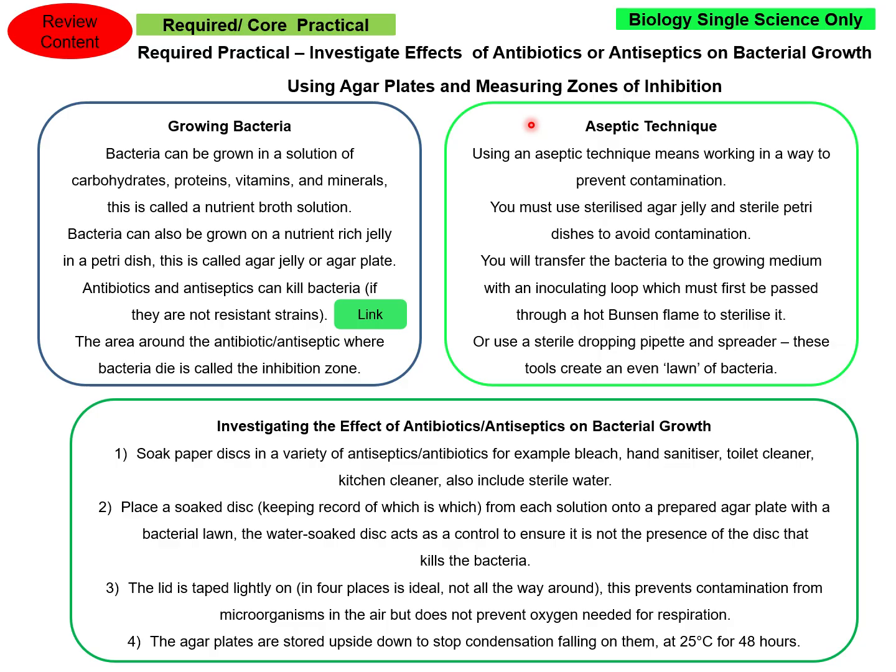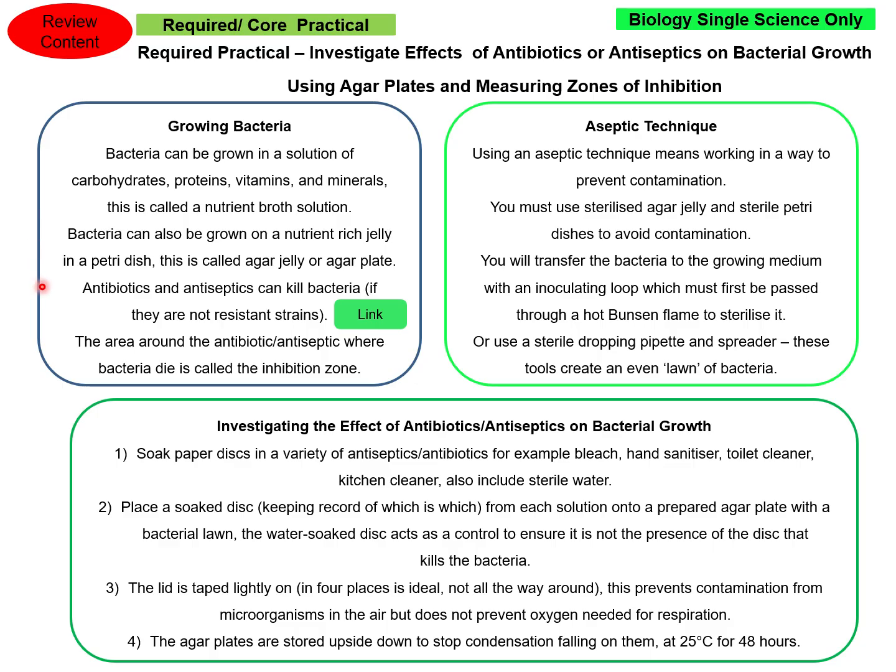You may not have to actually carry those parts out practically, it depends on your situation, but you'll certainly carry out the investigation step by step below. So we'll go through growing bacteria first. Bacteria can be grown in a solution of carbohydrates, proteins, vitamins and minerals, and this is called a nutrient broth solution. Bacteria can also be grown on a nutrient-rich jelly in a petri dish. This is called agar jelly or an agar plate.